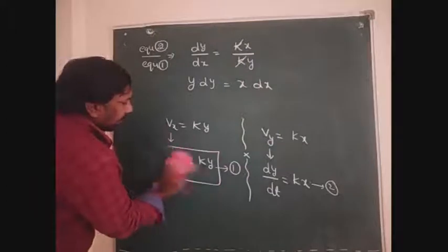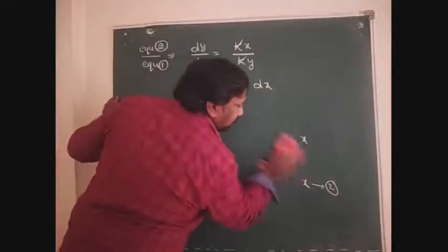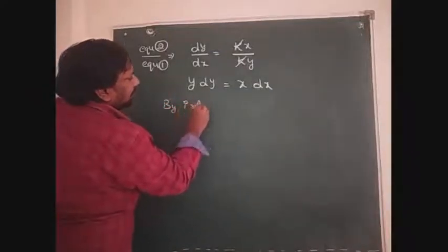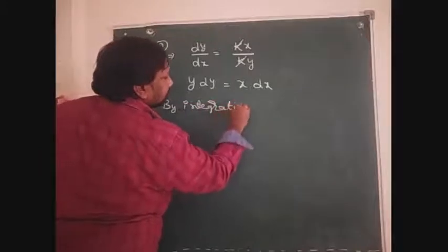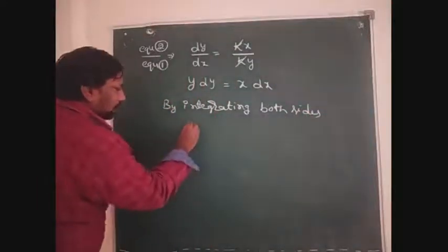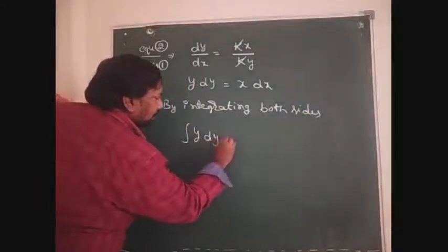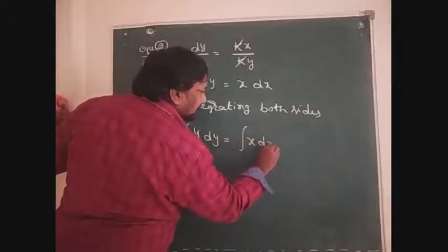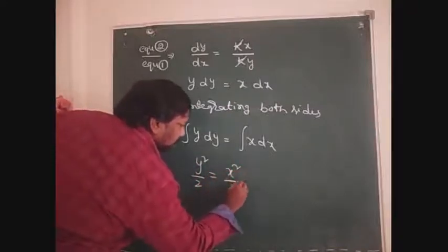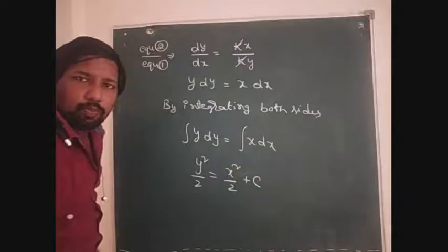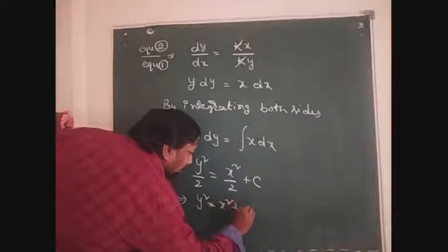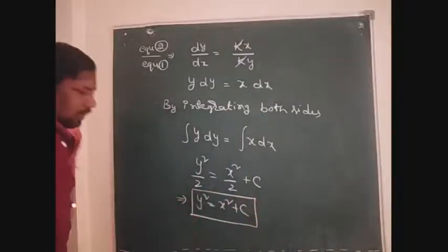Now integrating both sides, the integral of y into dy is equal to the integral of x into dx. So y square by 2 equal to x square by 2 plus c. Here c is an arbitrary constant, so it can be written as y square equal to x square plus c. So this is the correct answer.